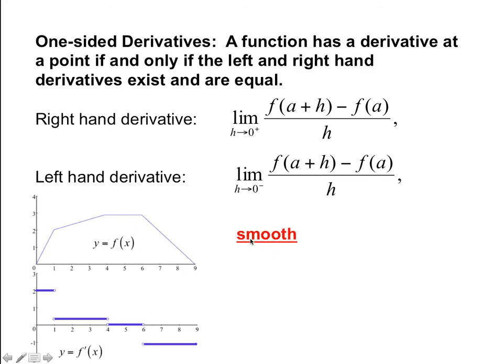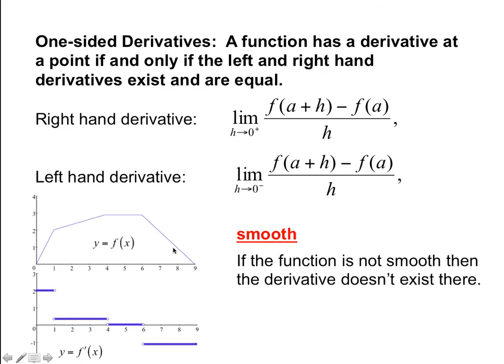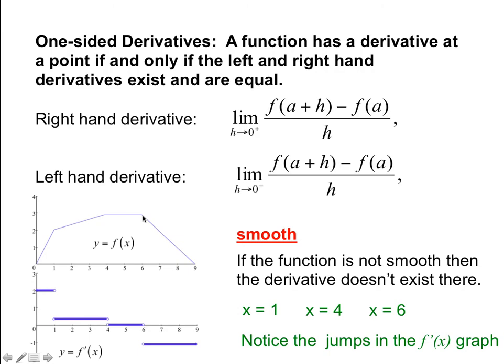So as far as smoothness goes, this piecewise function is not smooth. So we don't have derivatives existing there. So again, at x equals 1, we have a corner. At x equals 4, we have a corner. At x equals 6, we have a corner. So we don't have any derivatives there. So the derivative graph, like I said, begins to be these flat plateaus. It jumps at those locations.